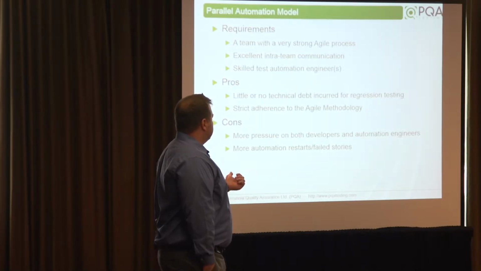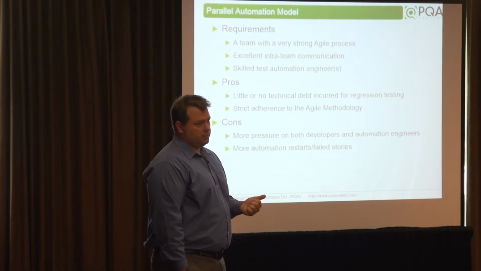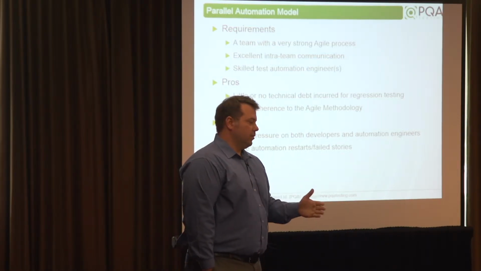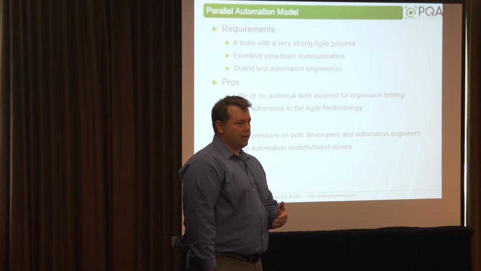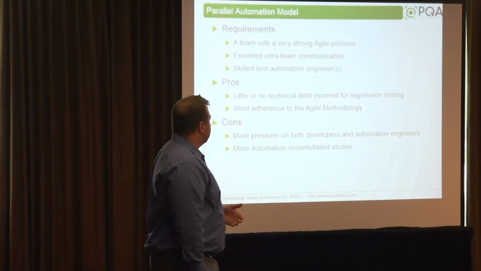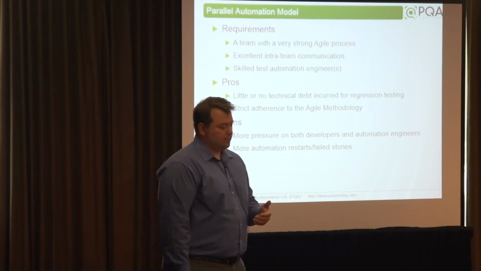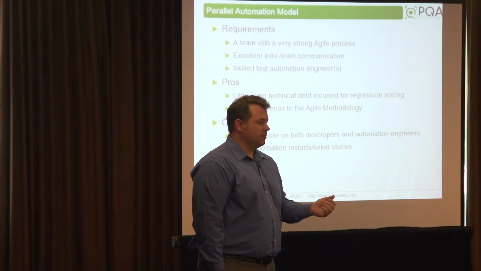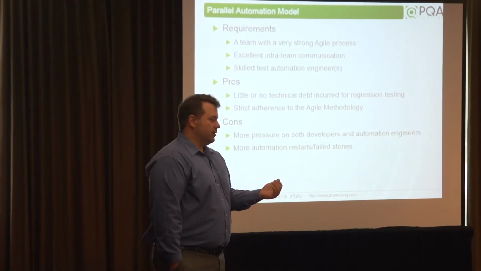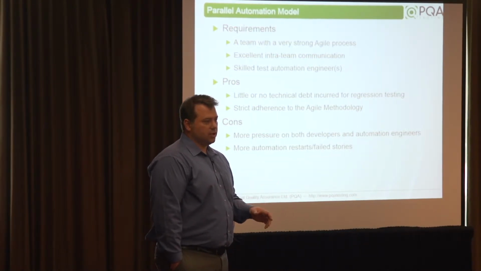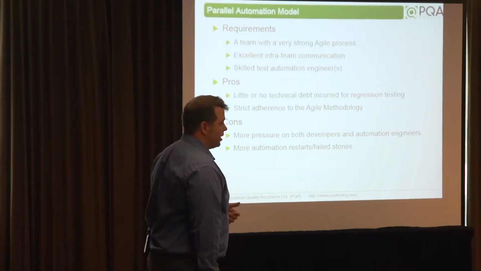The requirements for implementing this model are, in my opinion, a team with a very strong agile process. They have to be very good at doing agile, with development and manual testing functioning well before you can even consider adding test automation into a current sprint. You have to have excellent inter-team communication. That has to happen often, and you have to really take advantage of the fact that things that are changing are going to affect the test automation team or resources as much as they are the manual team. So that communication has to go back and forth, and everyone has to be up to speed on exactly what the feature is going to look like.